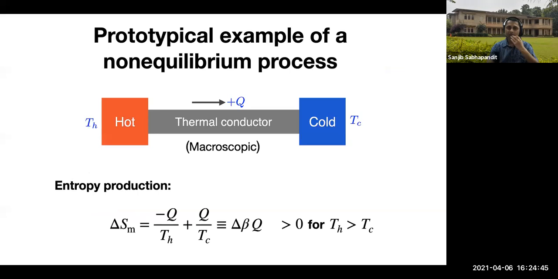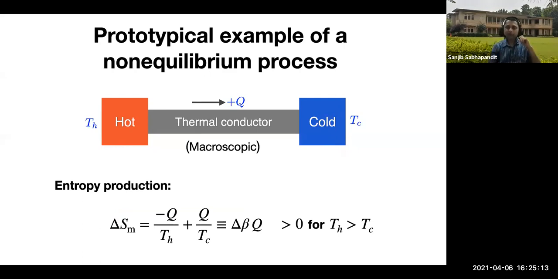So now I'm going to talk about large deviation in microscopic systems. But before going there, let's just look at the prototypical example of a non-equilibrium system. It is a heat conductor connected to two heat reservoirs. One is at hot temperature, one is at cold temperature. So you just connect them by an iron bar or something like that. You know that if you connect them, the heat will flow from the hot reservoir to the cold reservoir.